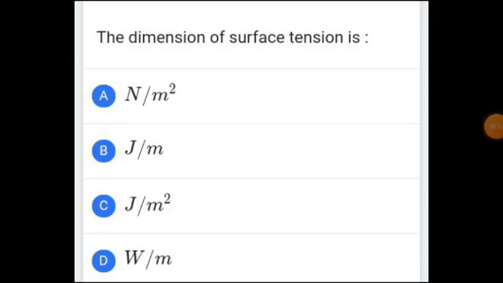This is our first question, which is from our topic fluid mechanics. The dimension of surface tension is dash. We have to select the correct answer from these four options. Before entering into this question, I will explain what surface tension is.